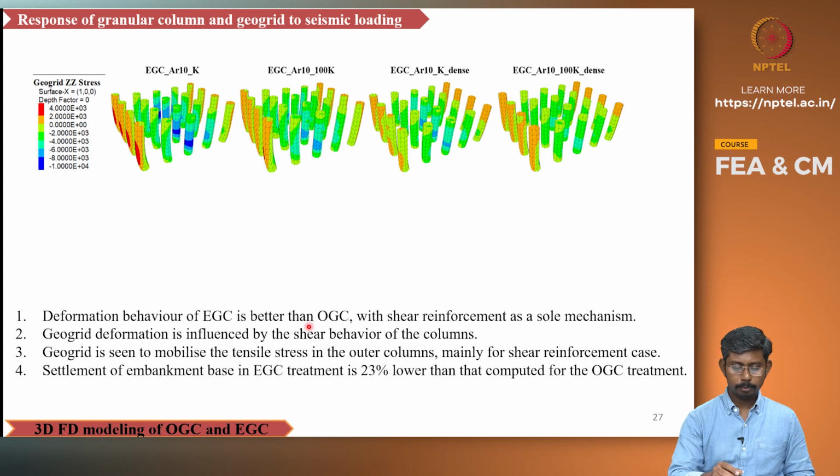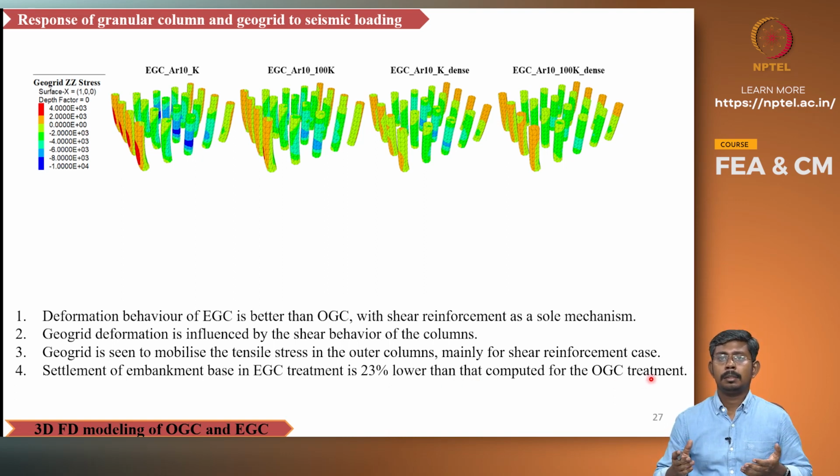So it was evident that the deformation behavior of EGC is better than OGC even when only the shear reinforcement is considered, neglecting the drainage and the densification. Geogrid deformation is influenced by the shear behavior of the columns. When the columns are stiffer, the geogrid need not mobilize the stresses, which means the stresses are not transferred to it. The columns themselves behave in a better manner, and the geogrid is seen to mobilize the tensile stresses in the outer columns predominantly for the shear reinforcement case, that is the first case. And the settlement of the embankment base in EGC treated ground is 23% lower than that of OGC treated ground.